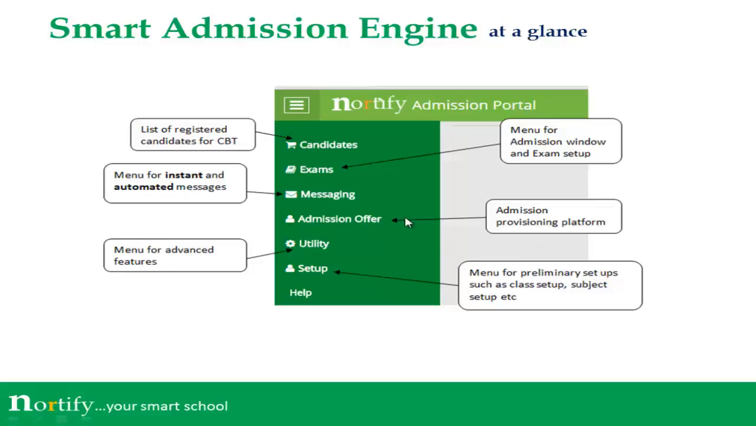Now, admission offer. Admission offer, I'll be telling you how to offer admission either by selective or instant. Now, utility, this is where you'll be able to download candidates, download candidate performance, analyze candidates, etc. I'll be showing you all this as we go on in this tutorial. Now, the setup. This setup is where you are going to be setting up your class, your subject, your grade, as well as your question type. Now, sit tight as we go on.